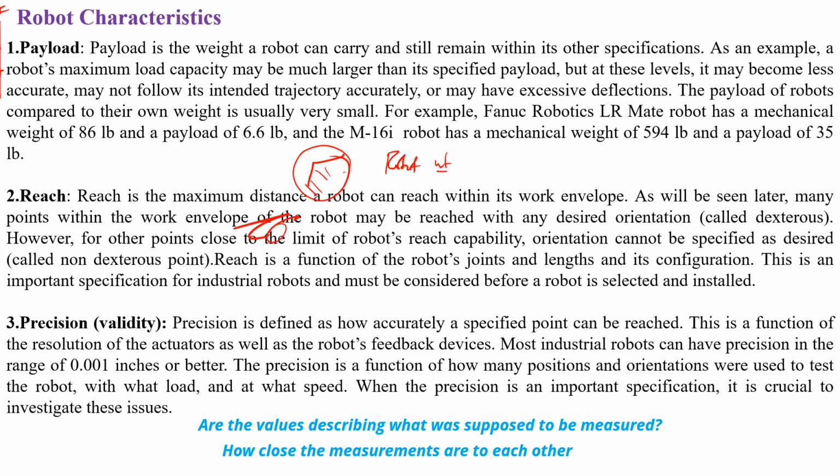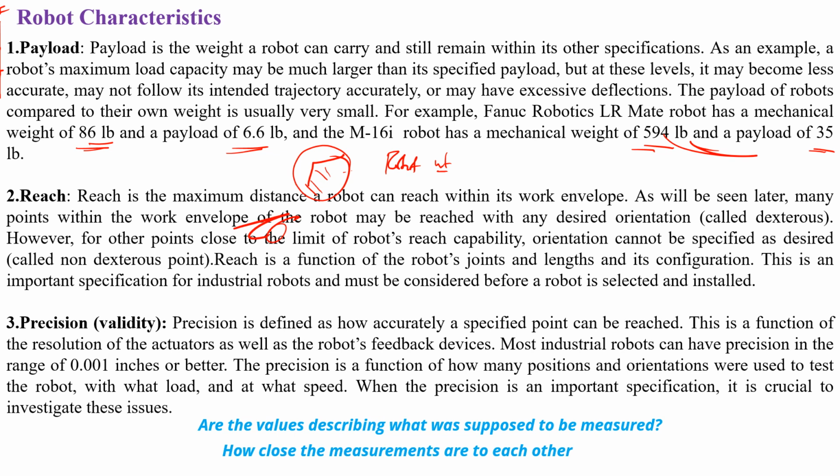For example, if the weight of the robot is 86, then the payload must be 6.6. Similarly, when the weight of the robot is 594, the weight of the object to be carried by the robot is 35 lb. So we have to first give the limit of how much load it can carry. So that is payload. When you check the data sheet, the first thing is payload. By seeing the weight, you can check whether it will suit your project or your need. Okay. Then the reach.